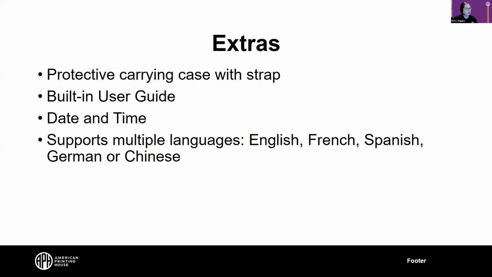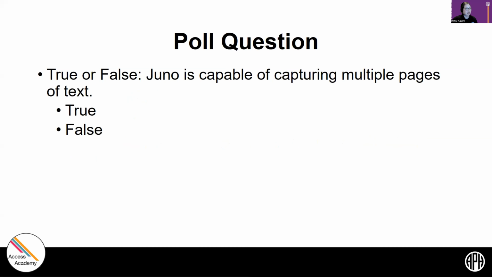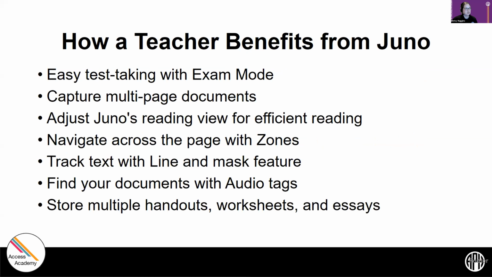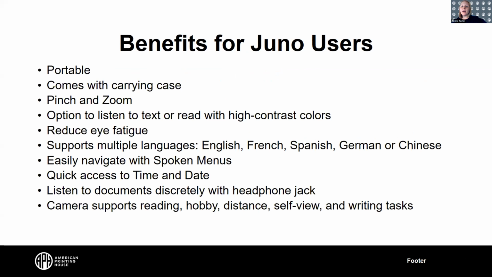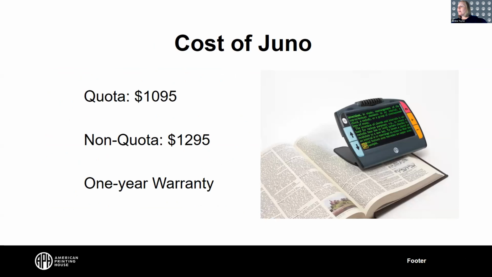Great. So Justine, what is the cost of Juno? While we skip to our next slide, what's in the box? What's the cost of Juno? So the quota price is $10.95, and the non-quota price is $12.95, and there's a 1-year warranty. That's a great price for all that you get with the Juno.